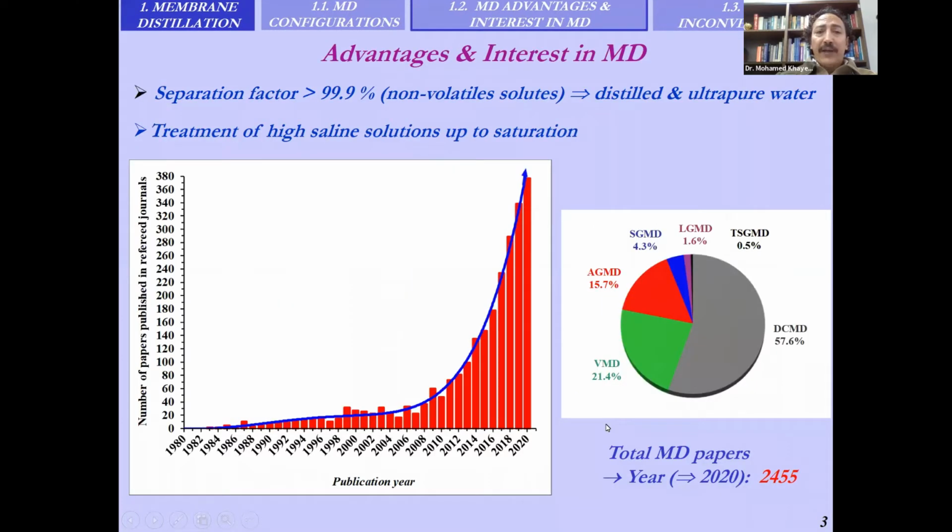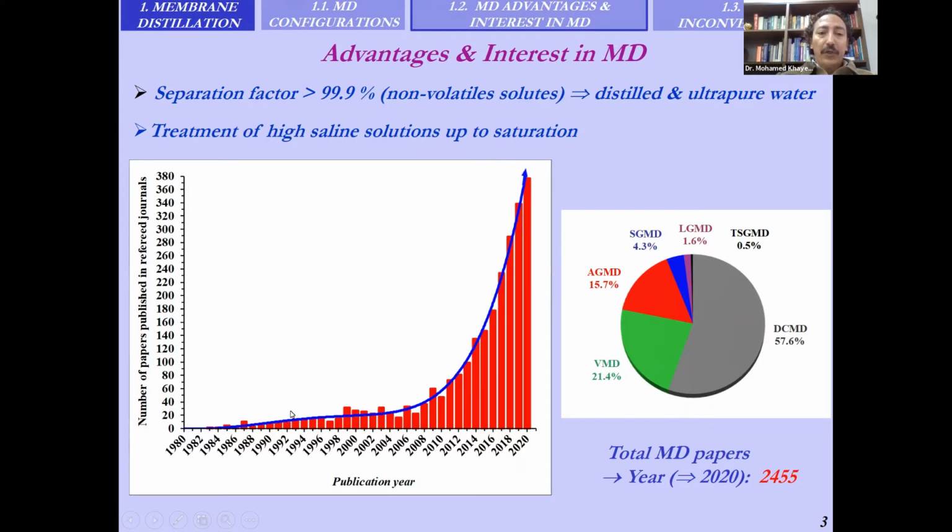MD has various advantages, and I would like to mention here some of them. The first one is the high separation factors achieved, which is higher than 99.9% whenever you use non-volatile solutes in the feed solution. You can produce not only distilled water, but also ultra-pure water. Also, MD can be used for the treatment of high salinity solutions up to saturation. In this case, you can, for example, treat reverse osmosis brine and look to zero liquid discharge.